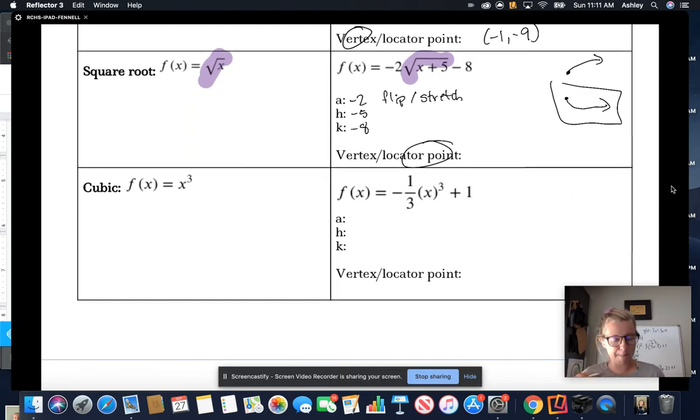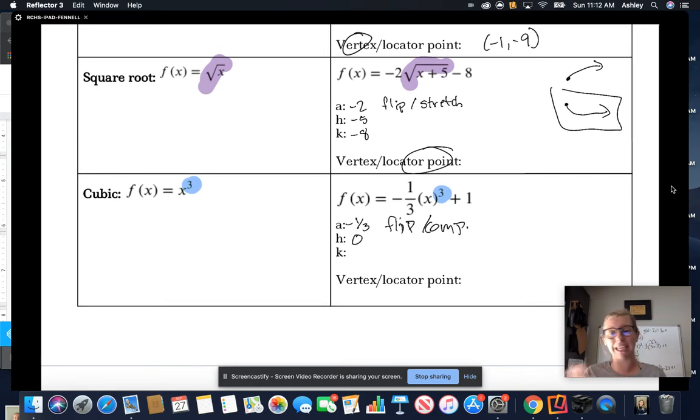Okay, what is my a? Well, first of all, this is a cubic function. So what are you looking for when you are looking at a cubic? That cubed. Now our x value is being cubed. So my a in this case is going to be -1/3. It's going to both flip and compress my function. My h value here is 0 because there is nothing being added or subtracted from that x. And my k value is 1.